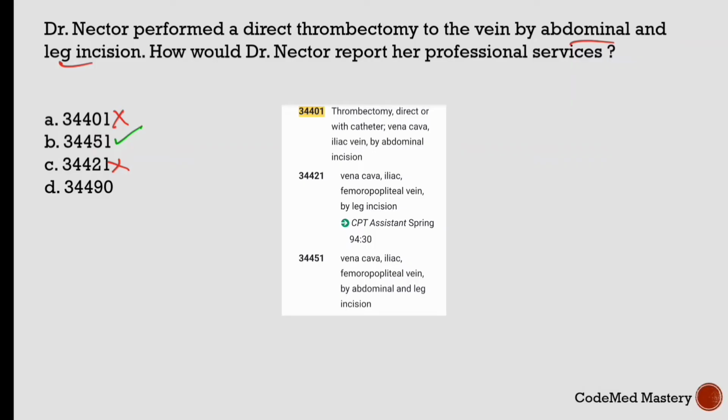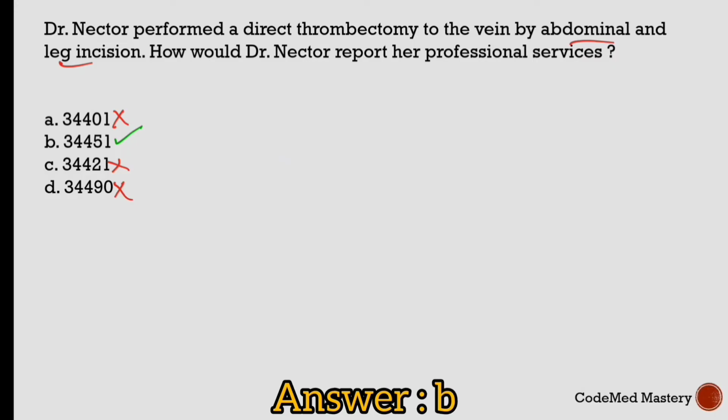Coming to option D, 34490, that is for thrombectomy axillary and subclavian vein by arm incision. It is not matching with the question. So we'll directly eliminate option D. So option B is the right answer. Let us move on to the next question.